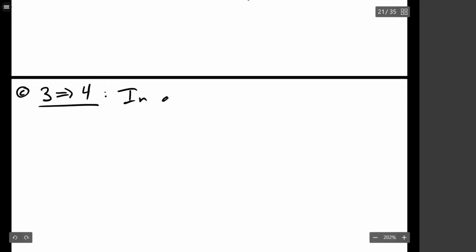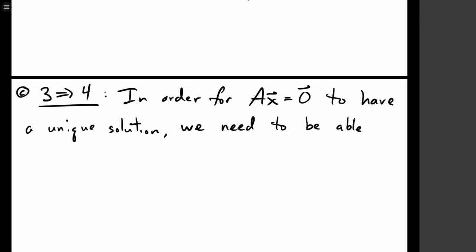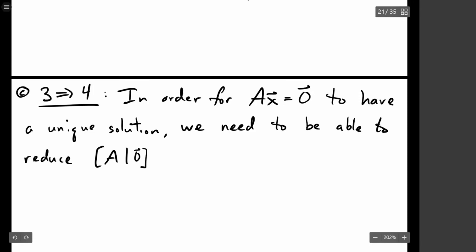So, all right, in order for Ax equals 0 to have a unique solution, okay? In order for that to have a unique solution, we need to be able to reduce the augmented matrix A, comma, the 0 vector here, to the identity, comma, the 0 vector. Right? This is the only way.